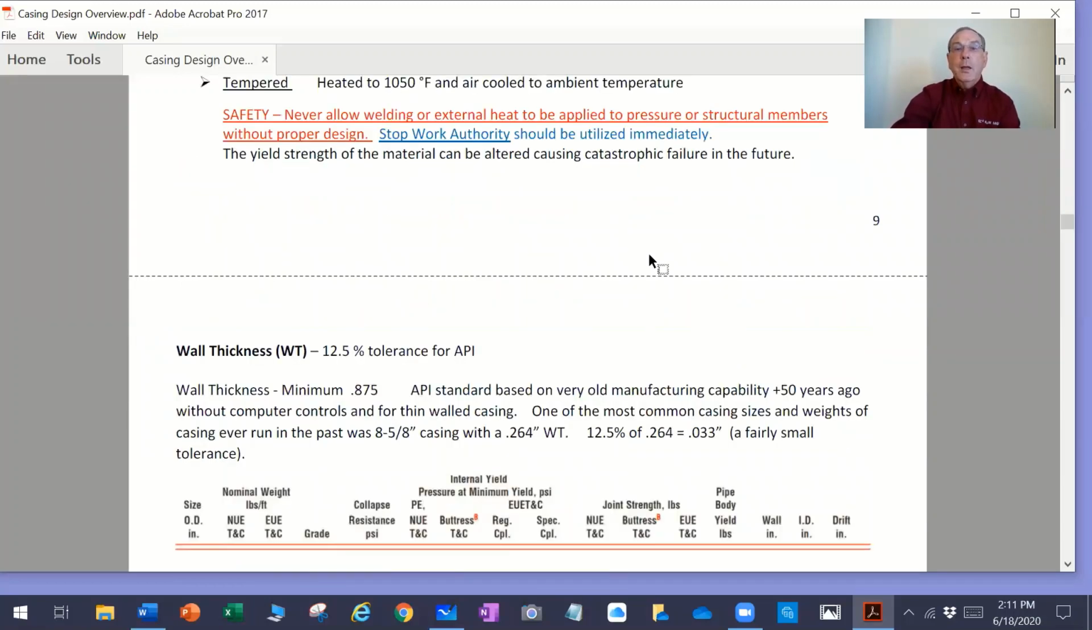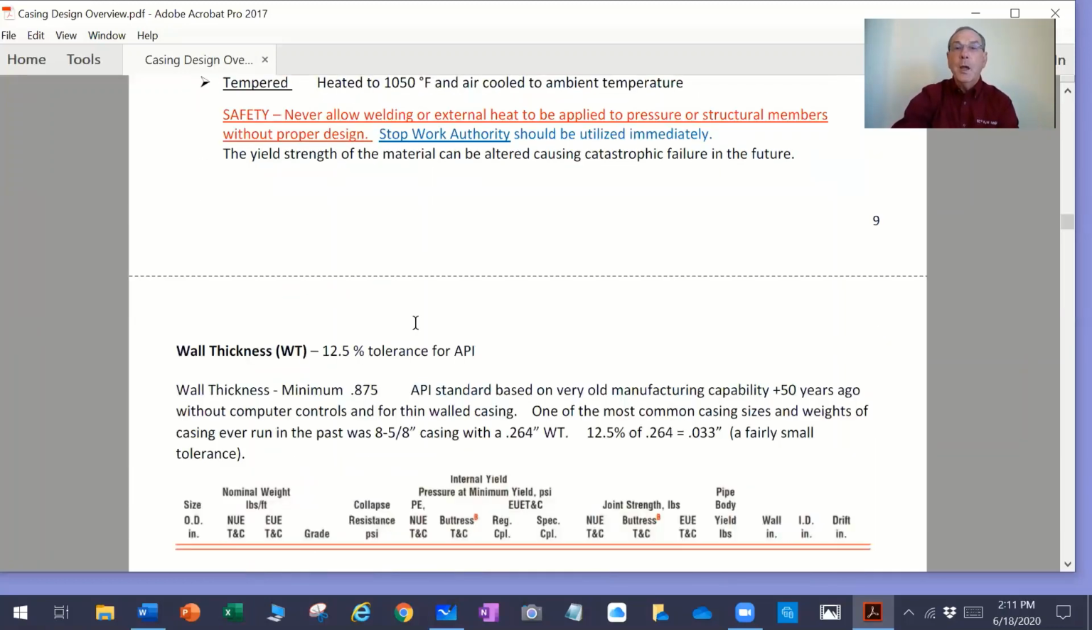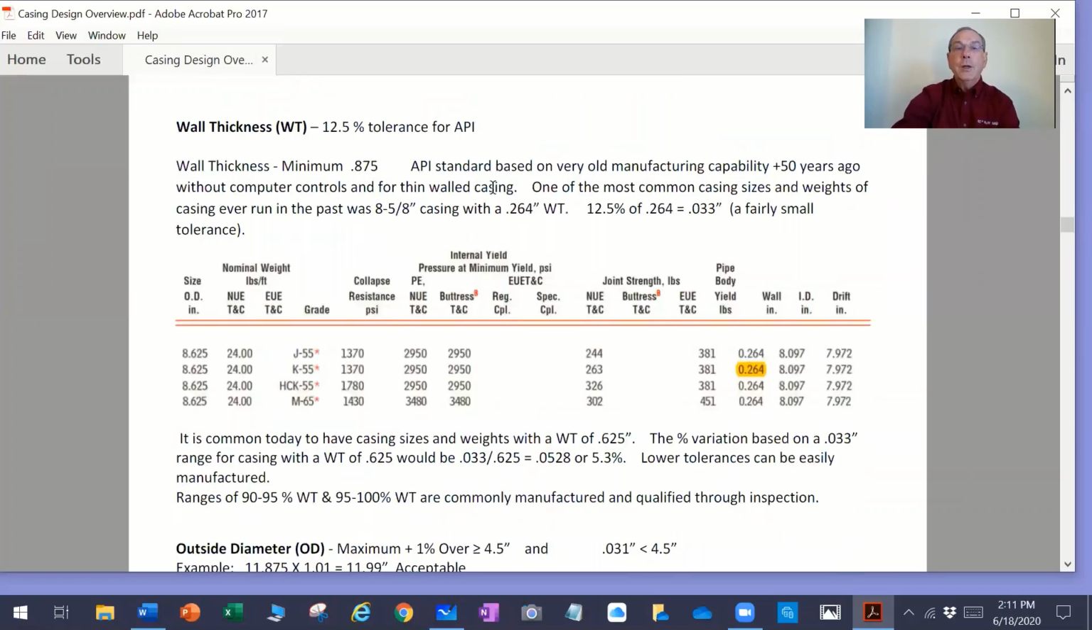If you're going to do a proper job of that, then you're going to have to go back and renormalize it, quench it, and temper it on location, which can be done, but it has to be an engineered process. Now, another property of casing is the wall thickness.